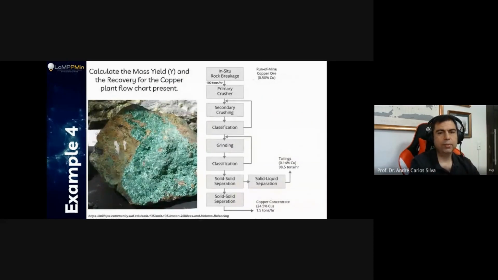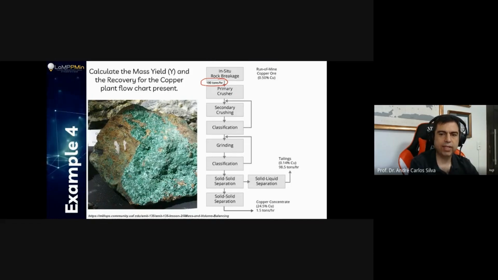Guys, in the real world, what we have is something like this. This example is quite a simple example. I'm going to let you evaluate this, but let's take a look at this again, a copper concentration plant. We have a breakage, and then we have our feed over here. We have 100 tons per hour. And this in situ rock breakage, what you can imagine about this, we're talking about blasting. So for example, we're performing a blasting, and then it's going to produce 100 tons per hour, and I'm going to feed this in the primary crusher, secondary crusher.